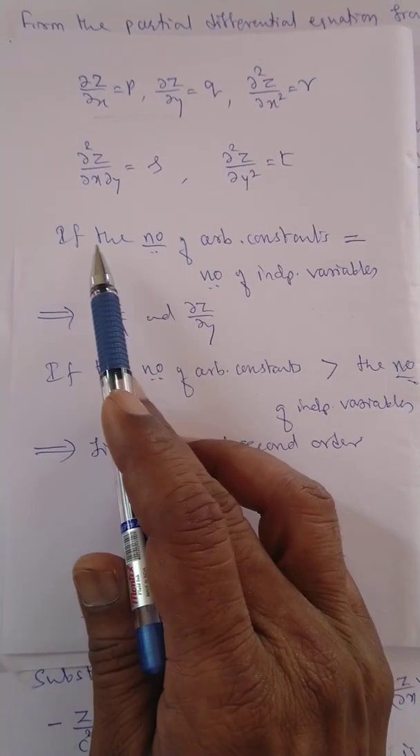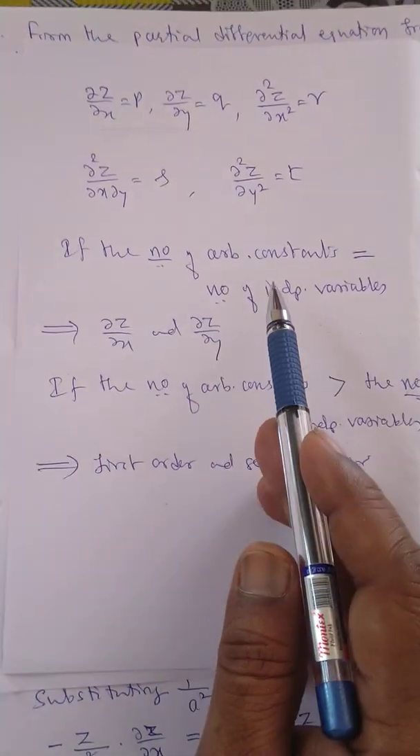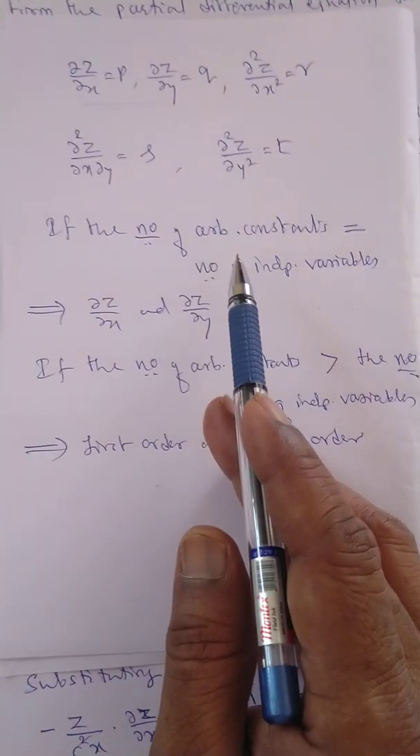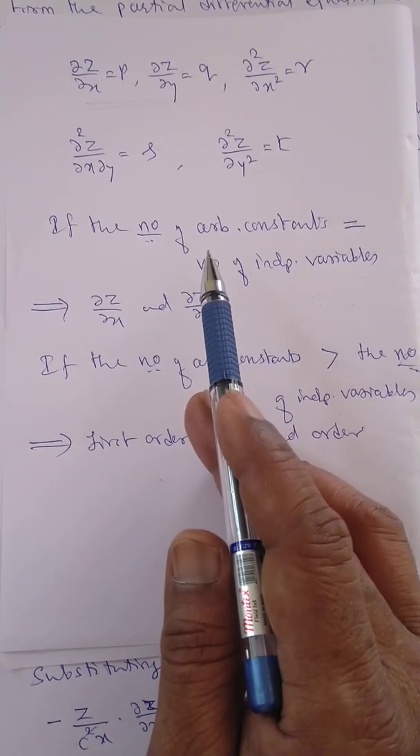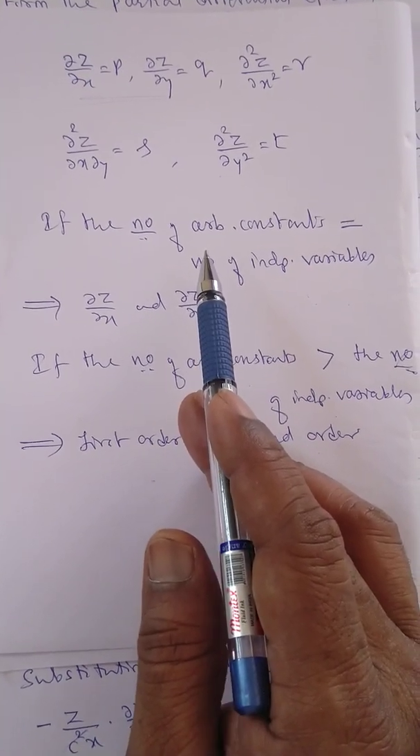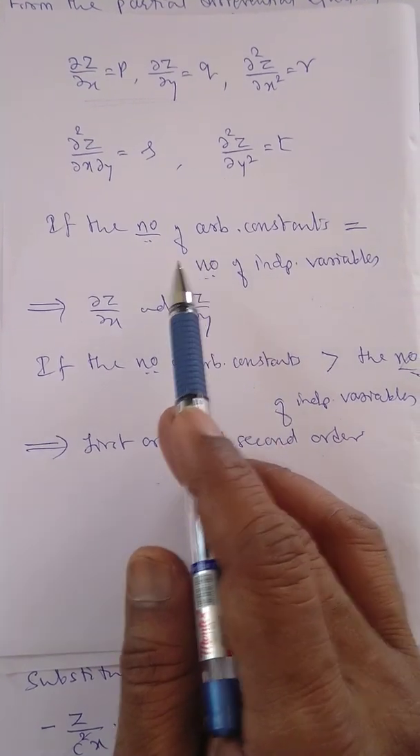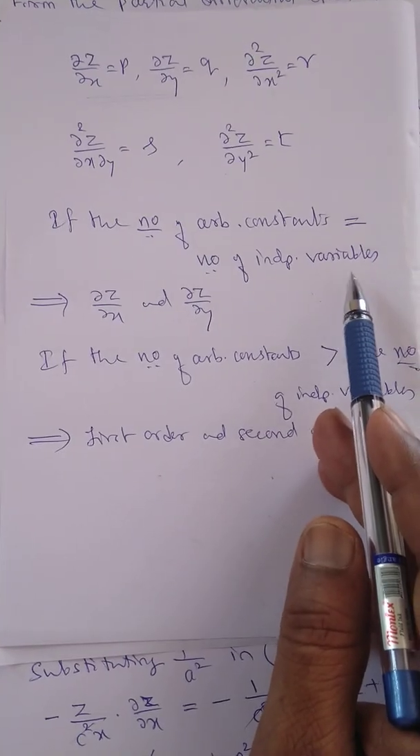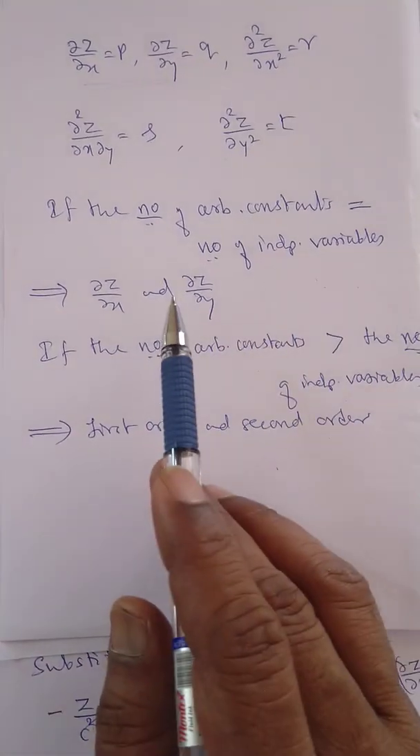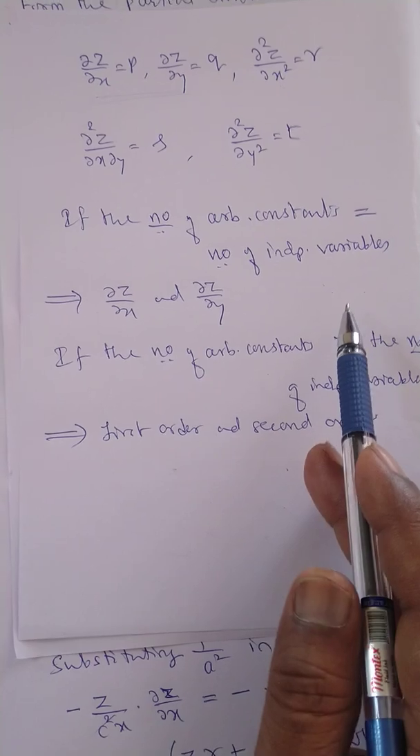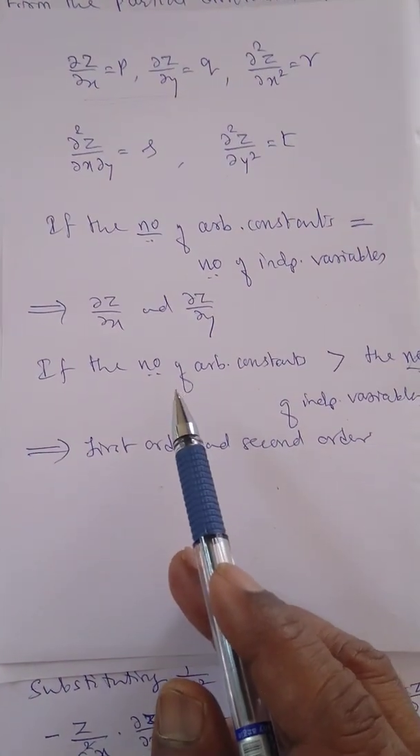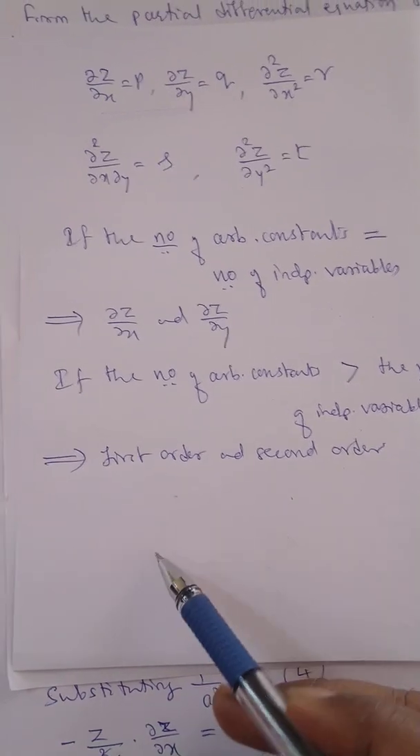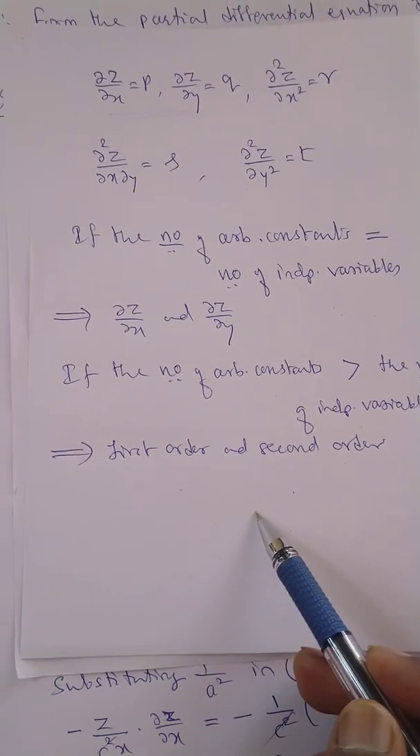This is very important in the formation of partial differential equations. If the partial differential equation is obtained by the elimination of arbitrary constants, first check the number of arbitrary constants and the number of independent variables. If they are equal, understand that you get first order partial differential equations. If you find the number of arbitrary constants more than the number of independent variables, you get a second order partial differential equation.